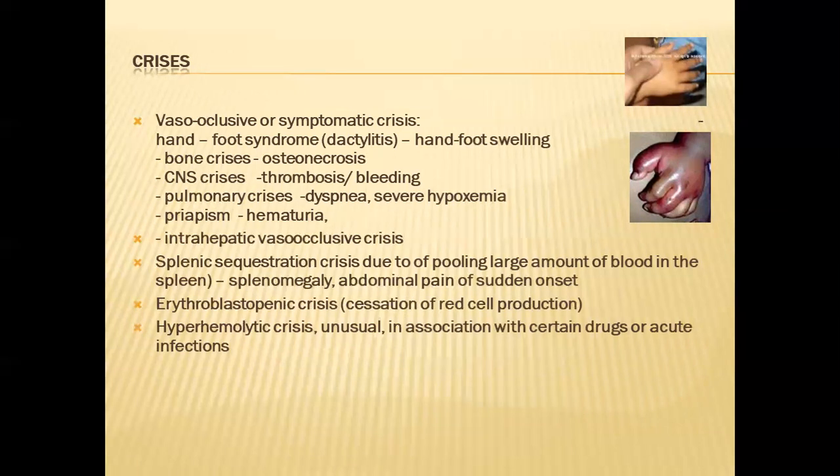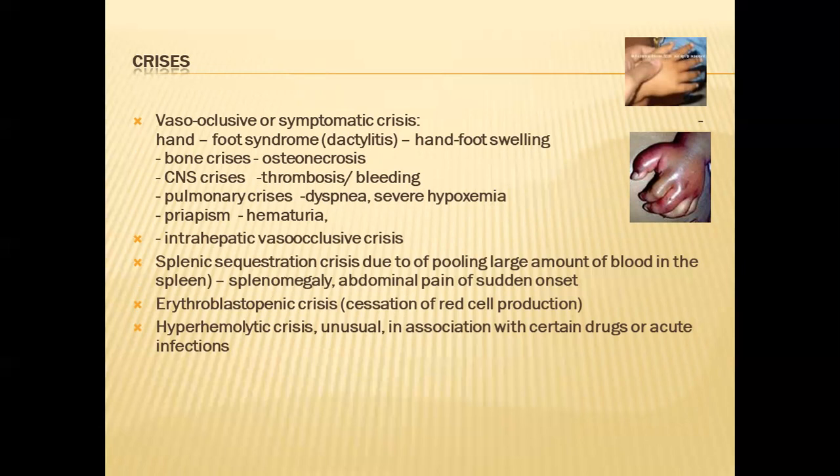Bone, again, vaso-occlusive process in bone arteries will result in bone crisis, osteonecrosis. CNS crisis leads to thrombosis and bleeding. Pulmonary crisis will lead to dyspnea, severe hypoxemia. Priapism is abnormal erection of the penis because of, again, the thromboembolic phenomena.